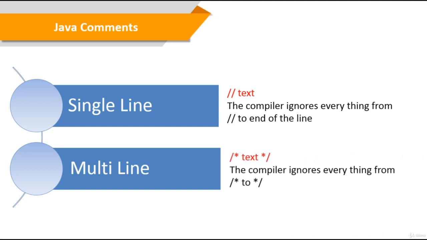The multi-line comment is used to comment on multiple lines of code. It starts with a slash and asterisk and ends with an asterisk and a slash. So that way the compiler ignores everything between a slash, asterisk, and asterisk slash. Say that 3 times fast.